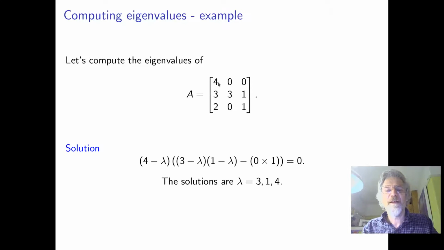In other words, we get 4 minus lambda, 3 minus lambda, 1 minus lambda on the diagonal, and then we start working out the determinant. Lucky thing is that we can use these zeros here. So we've got 4 minus lambda times the determinant of this with lambda taken off the diagonal, which is 3 minus lambda, 1 minus lambda, minus 1 times 0. So it does work out quite easily, and it's actually just 4 minus lambda, 3 minus lambda, 1 minus lambda, just as though it was diagonal, and the eigenvalues are the solution of that. They're 3, 1, and 4, even though it wasn't lower triangular.